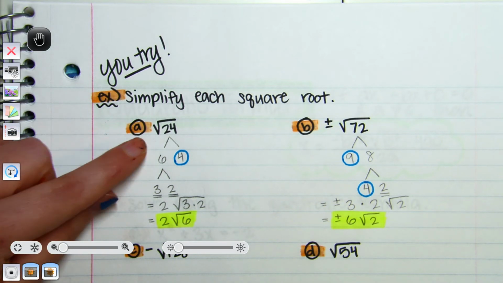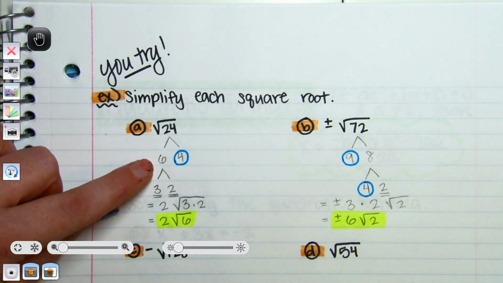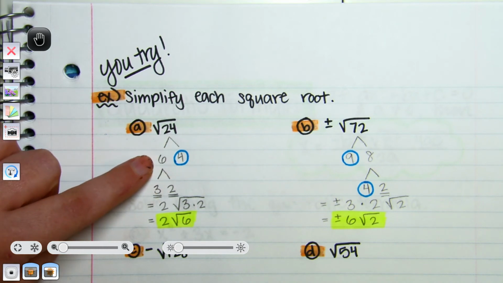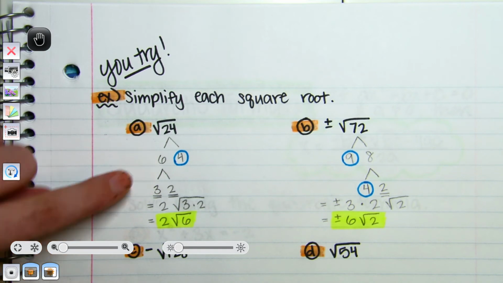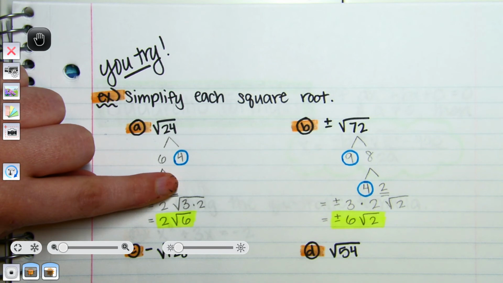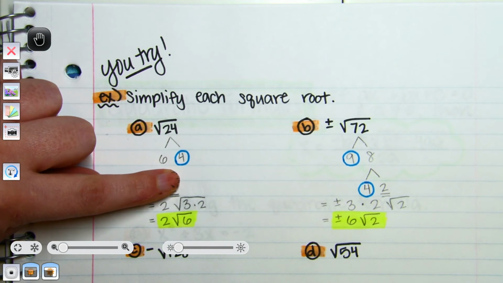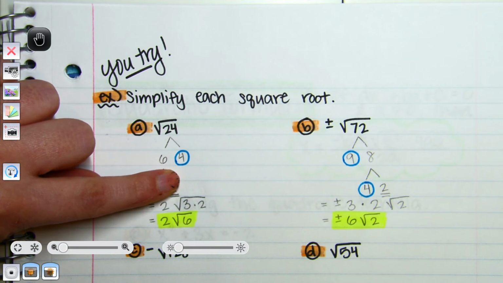So for the 24, 6 times 4, 4 is a perfect square. Now you may have recognized from here that 6 is not going to break down any further and give you other perfect squares, and you could have stopped there at just 6 times 4 and written 2 rad 6. If you recognize that, you could have just stopped your little tree there. I chose to finish filling out the tree just in case you didn't see that.